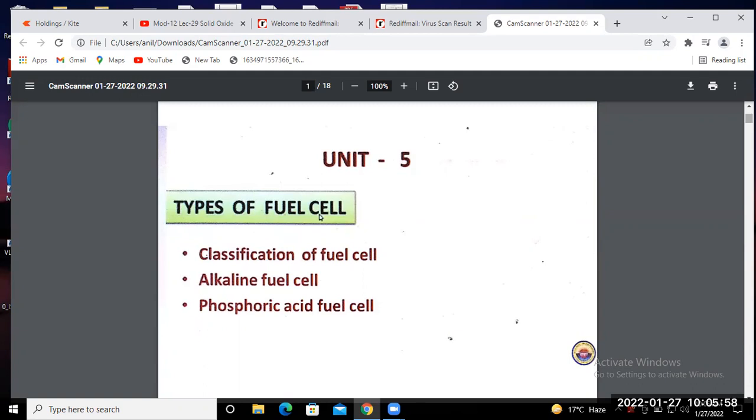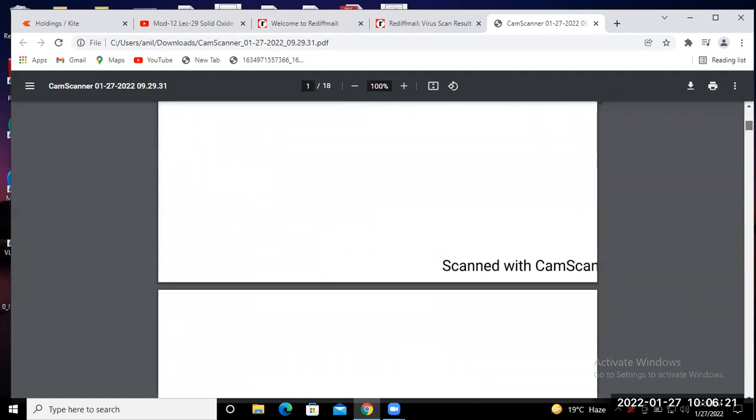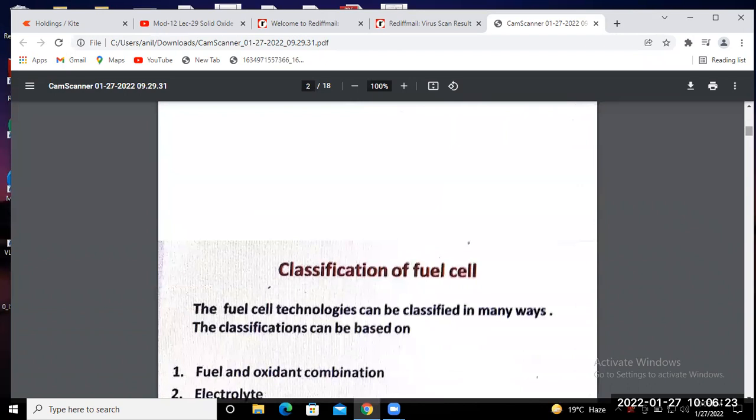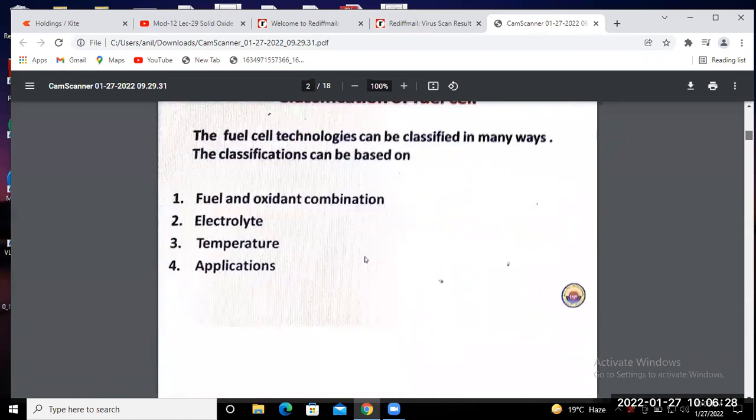And next is the alkaline fuel cell, how it produces power and its explanation. And the last one is the phosphoric acid fuel cell. So we try to see here one by one. One is the classification of fuel cell. What are the various types of classification of the fuel cell?